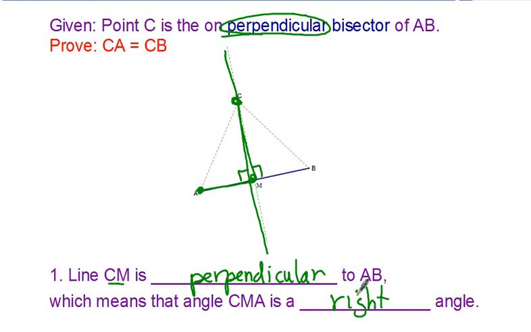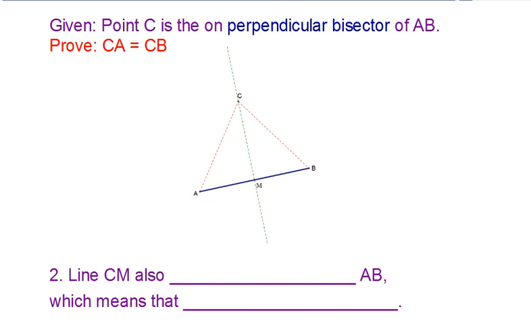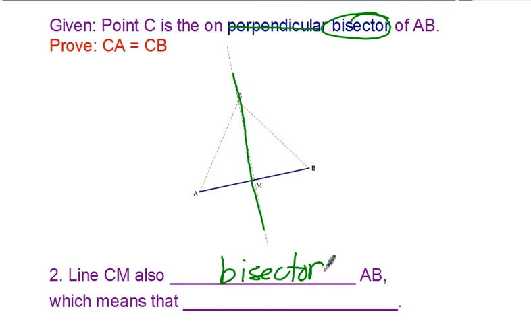So that would be fact number 1. Fact number 2: besides the information about perpendiculars, we're also told that this green line is a bisector. So let's write CM is also a bisector of AB, and the word bisector means cut in 2 equal parts. So this is equal to that. In particular, from A to M matches from B to M.